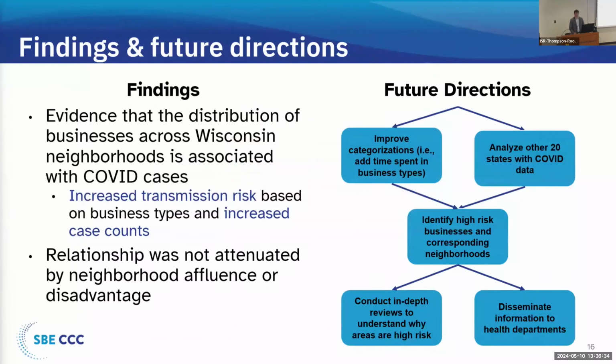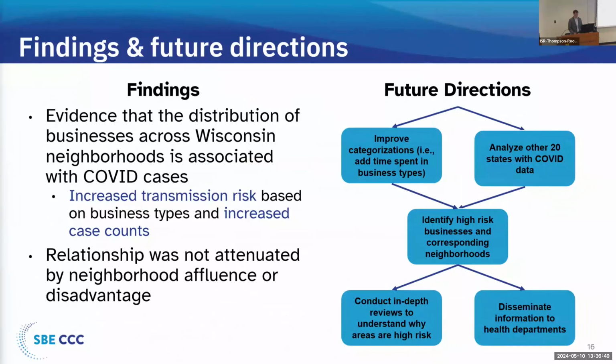So overall, there is evidence that the distribution of businesses across Wisconsin neighborhoods is associated with COVID cases, and that this relationship was not attenuated by neighborhood affluence or disadvantage.